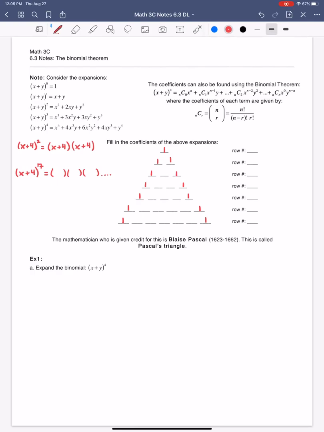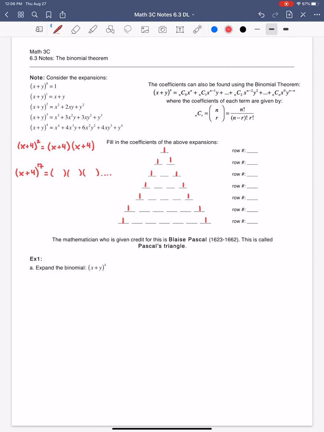Okay, we're going to jump into 6.3 here. This is just going to be a quick follow-up video. You already have access to another video that'll go a little bit more in depth, but this might show you a different strategy to the binomial theorem and expanding these binomials.